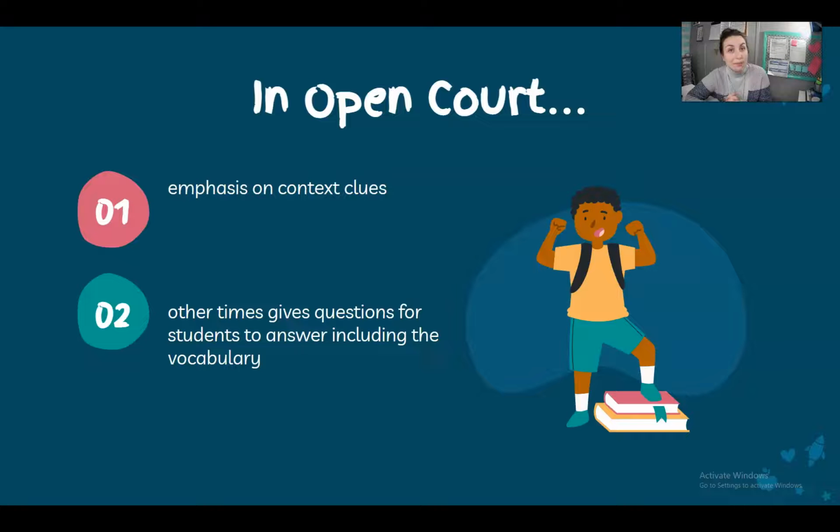Now, sometimes you might be lucky and you get number 2, which sometimes they give you questions for the students to answer, including the vocabulary. This is mostly seen in 3rd grade. I'm not sure why they don't really do it in kindergarten, 1st, and 2nd. Usually they rely on just those context clues, but in 3rd grade they start to question the students and have them really working with the vocabulary.